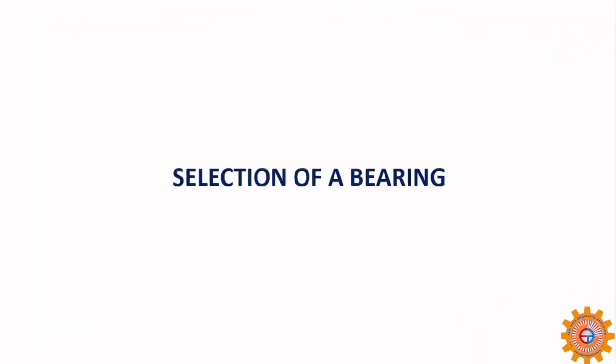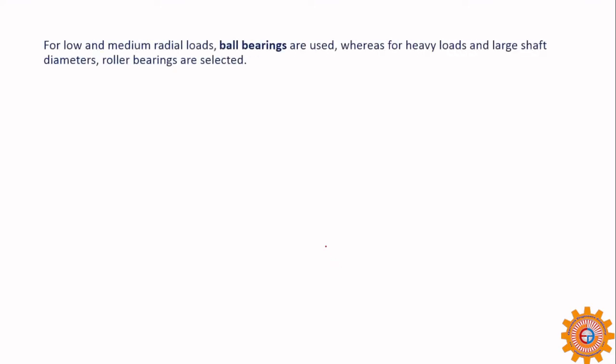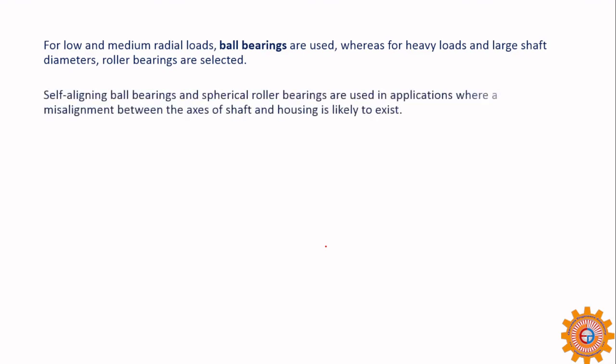The selection of a bearing: in what way you should select the bearing. For low and medium radial loads, we go for ball bearings, whereas for heavy loads and large shaft diameters, roller bearings are selected. For small and medium loads, ball bearings; for heavy, we go for roller bearings.